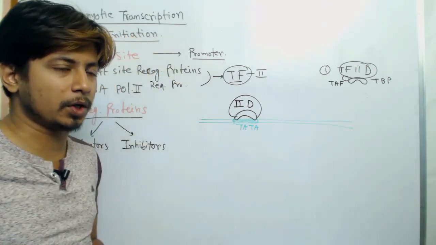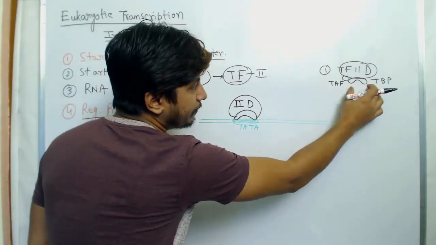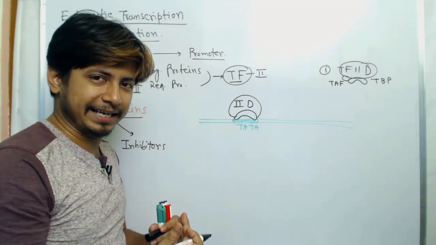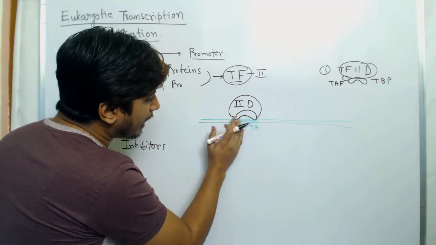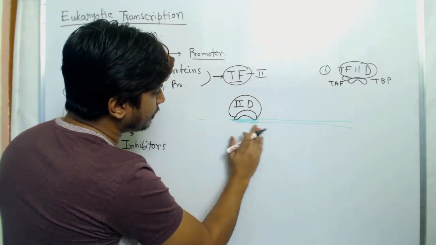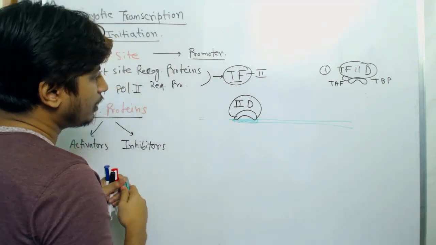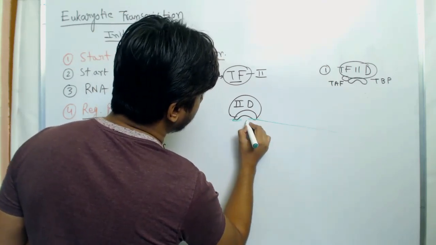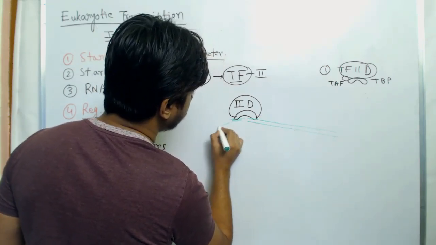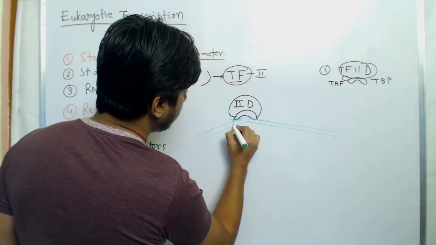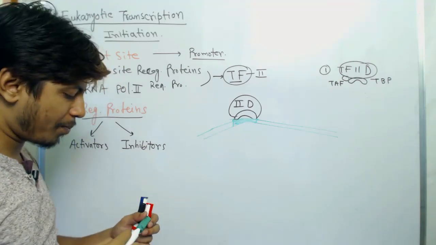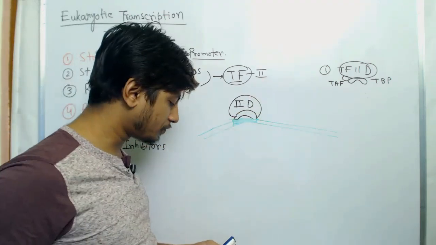It recognizes the TATA box, and the structure of TFIID is placed in a way that it will modify the DNA, and it will create a slight bend in the DNA. So let me draw the bend. It will cause the bend in the DNA. So now the DNA will be something like this. Okay, this is again the TATA box. It creates the bend. So this is the very first step.